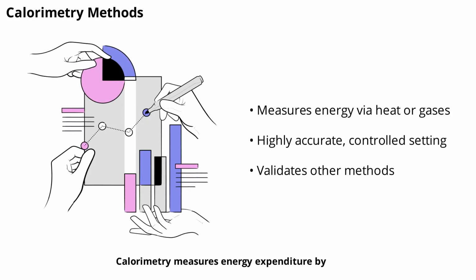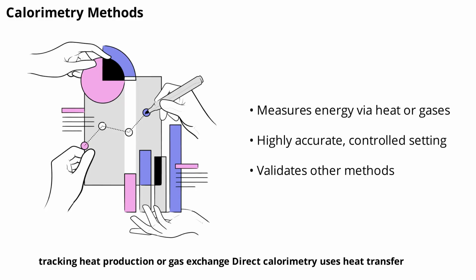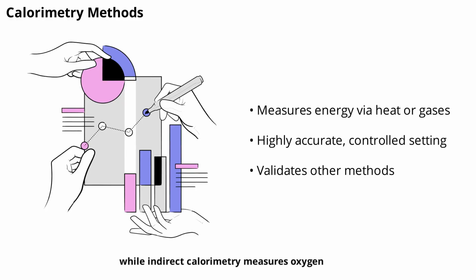Calorimetry measures energy expenditure by tracking heat production or gas exchange. Direct calorimetry uses heat transfer, while indirect calorimetry measures oxygen consumption and carbon dioxide production. Although both methods are highly accurate, they require specialized equipment and controlled environments, making them less suitable for measuring habitual activity in daily life. Indirect calorimetry is more feasible, often using face masks or hoods to collect expired air, and is frequently used to validate other assessment tools.